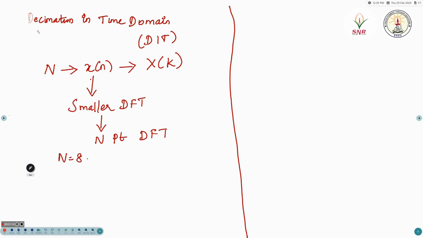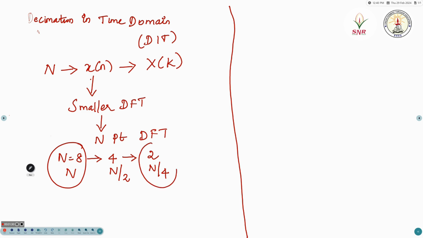Here, for example, if n is equal to 8, it is divided into 4 and again it is divided into 2. So this is called the n stage, this is called the n by 2 stage, and this is called the n by 4 stage. After computing all these three stages, we can get the result of the n point DFT. So from the basic n by 4 to n by 2 and from n by 2 to n stage can be computed. Let us consider x of n has n number of samples.